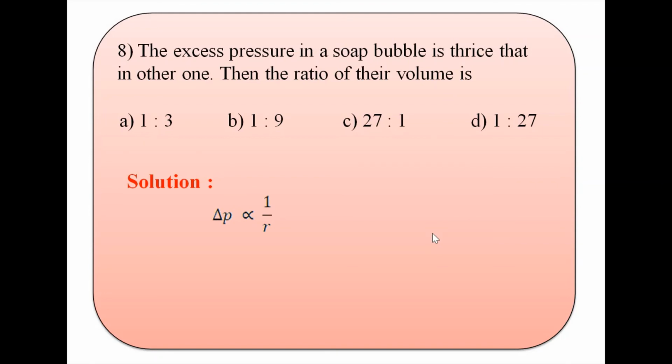As pressure is inversely proportional to the radius, that means delta P is proportional to 1 by R, we get the formula R1 divided by R2 equals delta P2 divided by delta P1. Putting the values, that means 1 divided by 3. As per the given condition, V1 by V2 equals (R1 by R2) raised to the cube. So we get the final answer 1 divided by 27. So here option D is correct. Let's see the next objective.